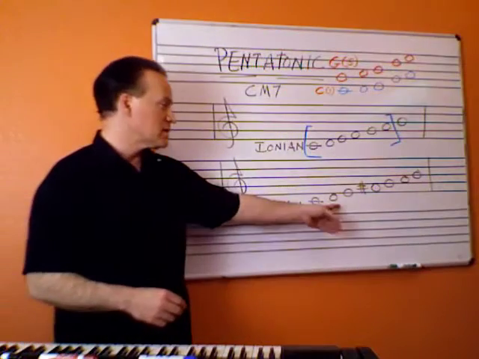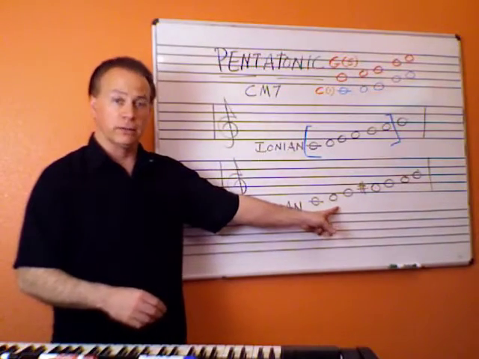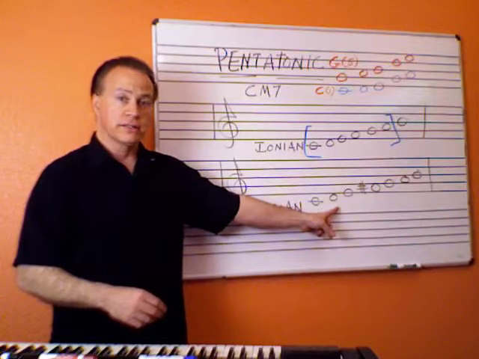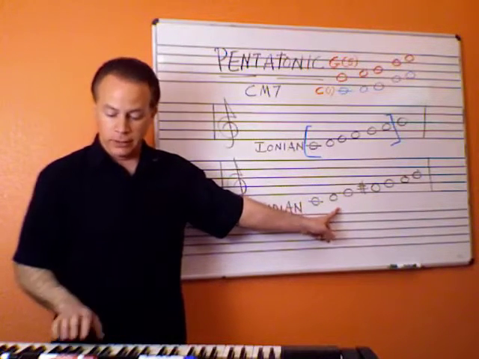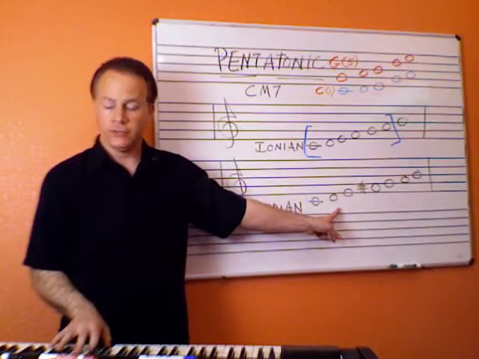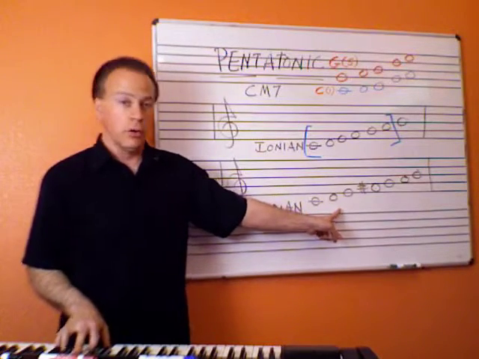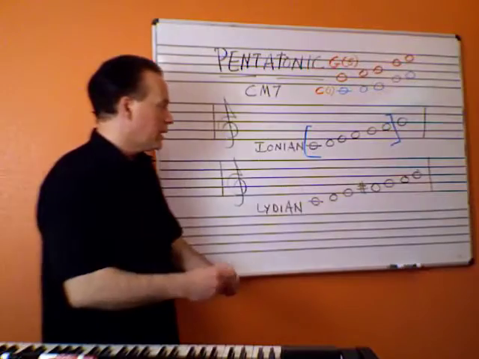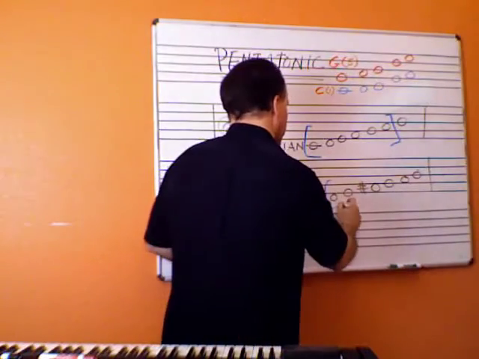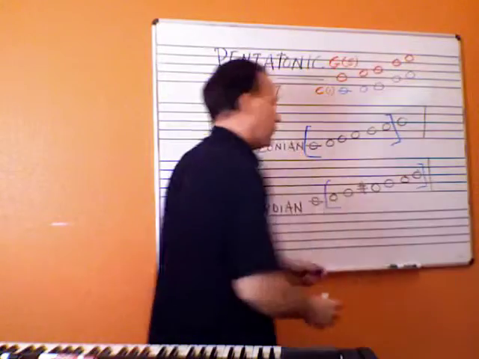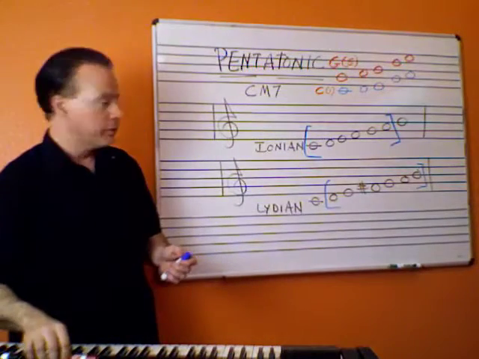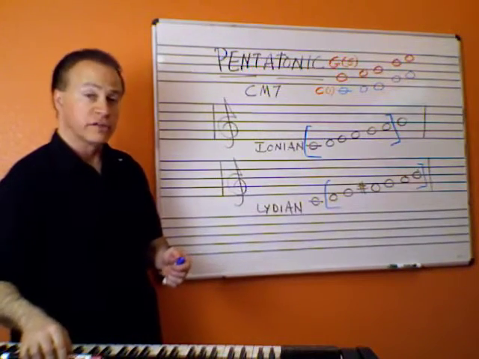Now is the D major pentatonic scale hiding in here in the C Lydian mode? Remember the 1, 2, 3, 5, 6 of the D major scale: D, E, F sharp, A, and B. Are those notes hiding in here? Yeah, sure they are. We have D, E, F sharp, A, and B all hiding in there in the C Lydian mode.